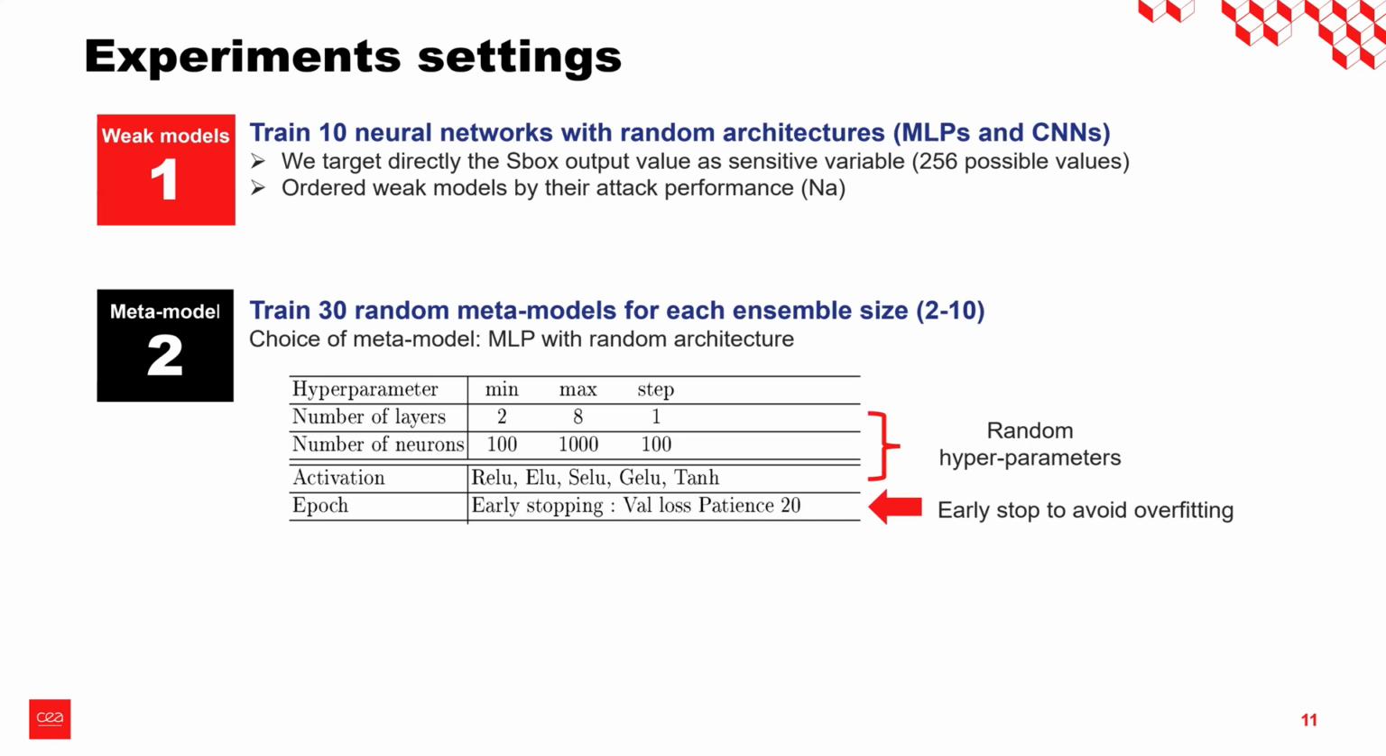Next, our experiment consists in training, for each ensemble size, 40 random meta models. We use as meta models different MLPs with random hyperparameters, and we set only an early stopping criterion to control the learning process and avoid overfitting. Note that our 40 random meta models are the same for all datasets and all ensemble sizes, in order to properly check the meta model behavior across different configurations.